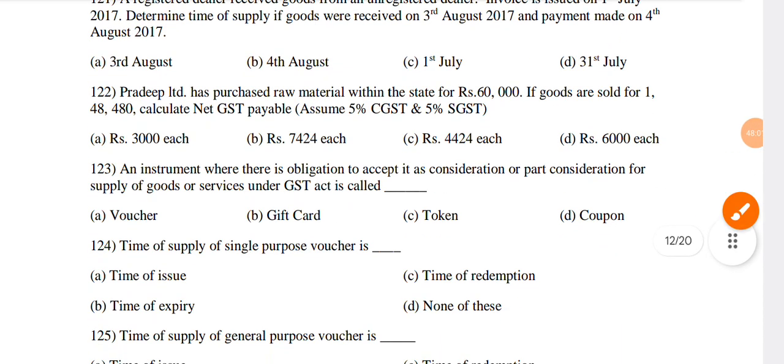Next question. Pradeep Limited has purchased raw material within the state for rupees 60,000. If goods are sold for 1,48,480, calculate net GST payable. Assume 5% CGST and 5% SGST. Option A, rupees 3,000 each; B, rupees 7,424 each; C, rupees 4,424 each; and D, rupees 6,000 each. The correct option is C.